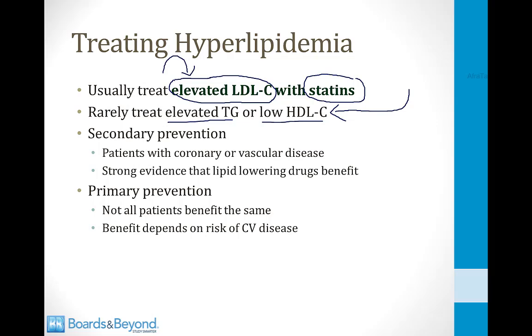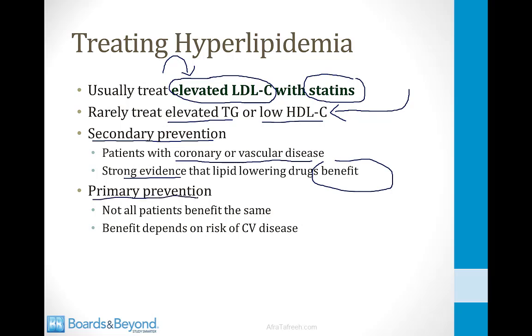The best data for treating hyperlipidemia comes for secondary prevention. Secondary prevention is preventing disease among patients who already have established disease. So secondary prevention in hyperlipidemia is treating high lipid levels in patients who already have coronary or vascular disease. For example, a patient that's already had a myocardial infarction. In these patients, there's very strong clinical trial evidence that treating high levels of LDL cholesterol with lipid-lowering drugs, usually statins, provides a benefit in terms of lower risk of cardiovascular events.